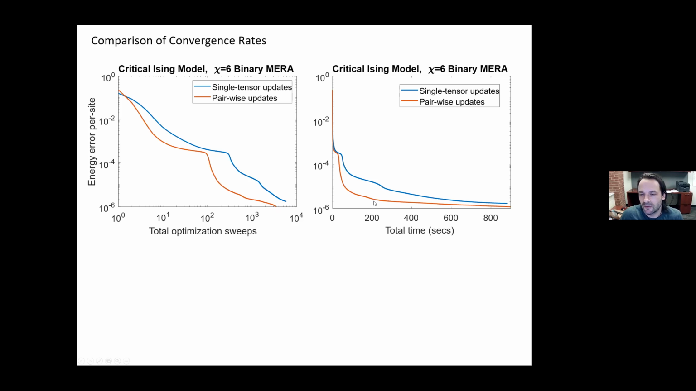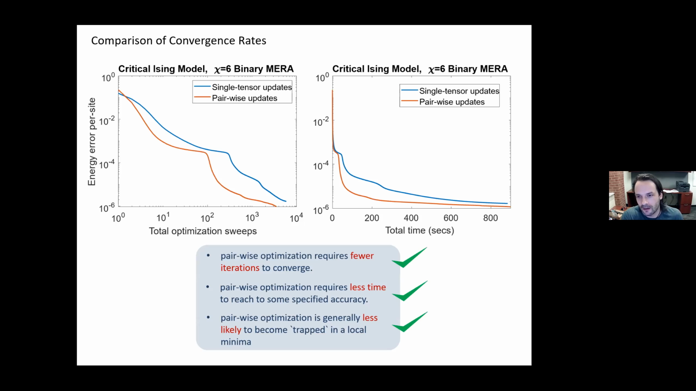So 200 seconds versus 600. Again, it's a factor of two or three faster overall in general. And these results seem to be roughly true for different models and different situations as well. Okay, so we have these very tangible advantages of a pairwise scheme: fewer iterations to converge, less time to converge. It's also, in general, less likely to be trapped in a local minimum. This is hard to quantify in terms of data, but just through my own experimentation, the times where it gets stuck in an excited state or some quasi-stable higher energy state seem to be fewer when dealing with the pairwise update scheme.